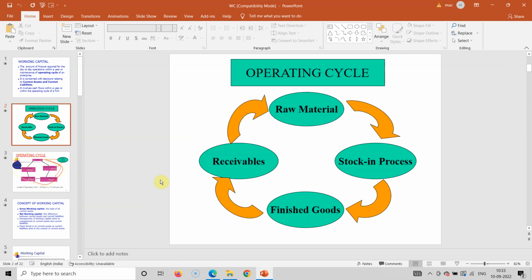In the operating cycle, we purchase raw material, we put the raw material into process, that is stock in process, we convert it into finished goods, then we sell it to the buyers, and that becomes a receivable. So we invest in raw material, and after we sell it to any buyer, it becomes receivables. For that, payment has to arrive, and that may take time.